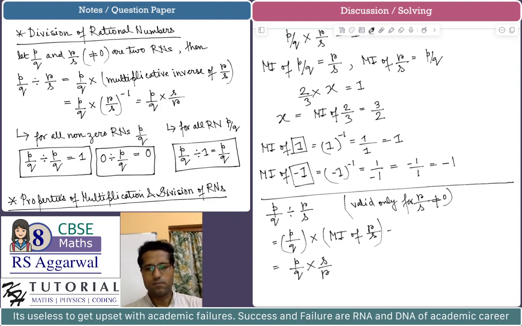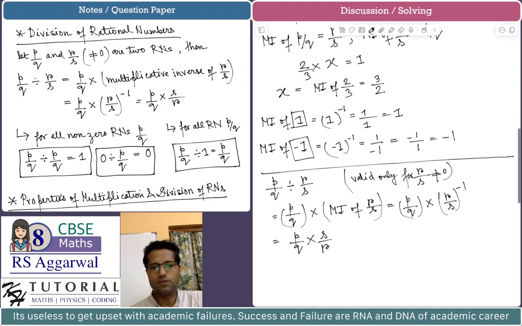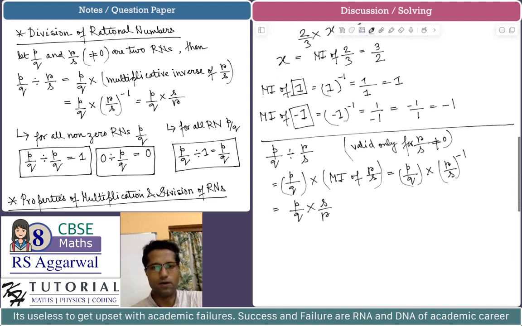Now this can also be written, as notation, as p by q multiplied by r by s to the power minus 1, which is the notation for the multiplicative inverse of r by s, or the reciprocal of r by s. Okay, so this is the basic concept or formula.